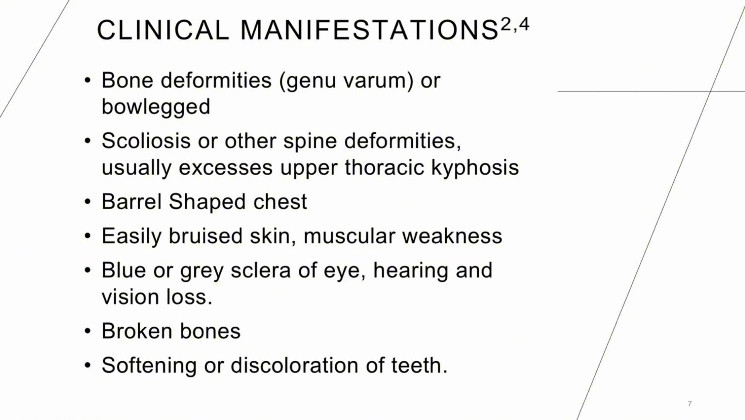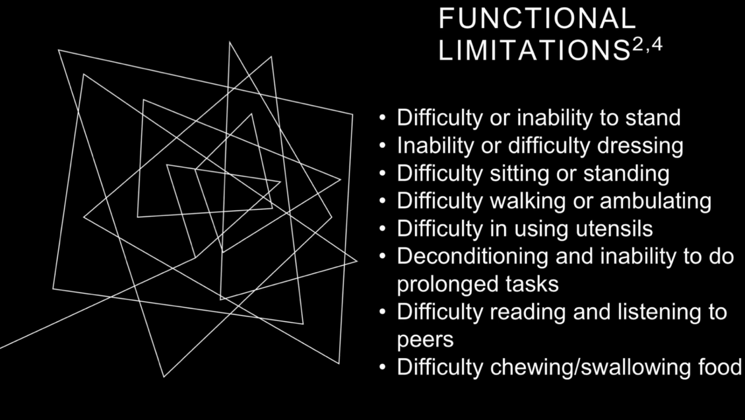So, clinical manifestations. You have bone deformities, such as genu varum, or bow-legged. You have scoliosis or other spine deformities, usually excess upper thoracic kyphosis. You have a barrel-shaped chest, easily bruised skin, and blue or gray sclera of the eye, as we mentioned. The functional limitations: they usually have loose or hypermobile joints, broken bones, muscular weakness, hearing and vision loss, and also softening and discoloration of teeth.